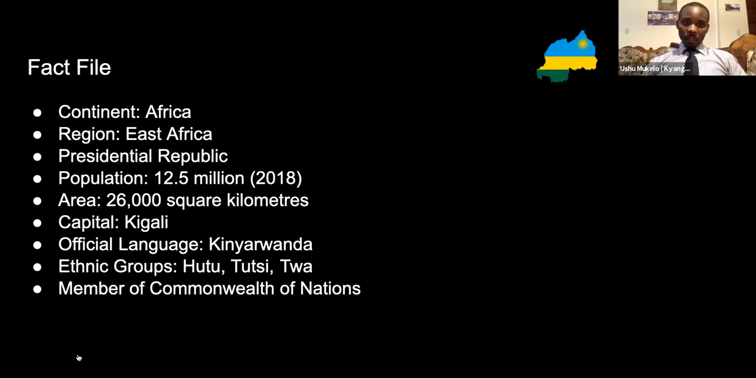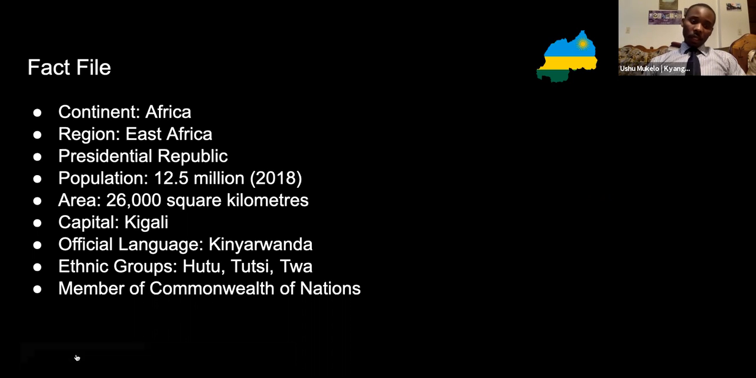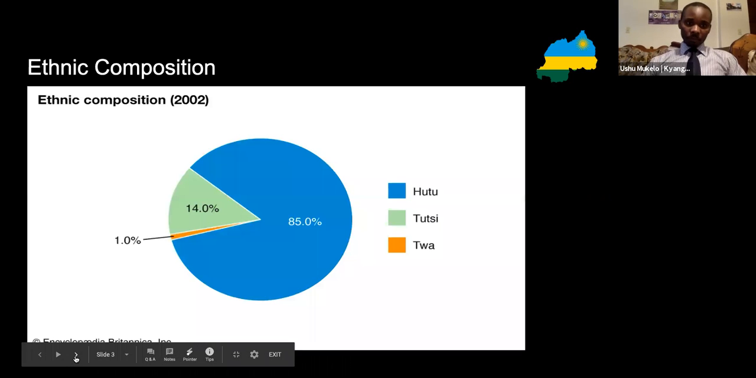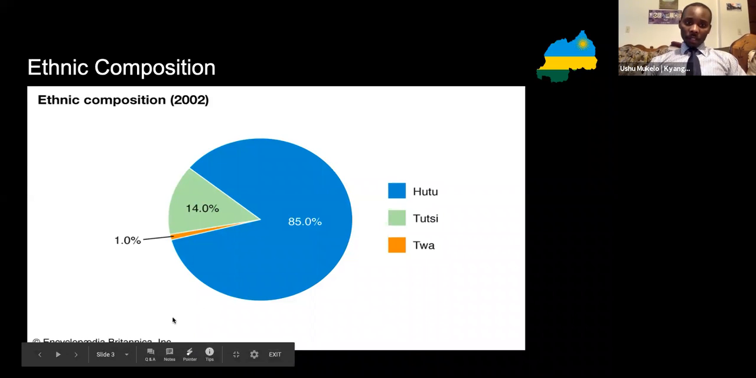The ethnic groups of this country include the Hutu, Tutsi, and Twa. This country is also a member of the Commonwealth of Nations. It did host the Commonwealth Heads of Government meetings in 2018. Ethnic composition is very important in understanding this small African nation. The Hutu make up about 85% of the Rwandans, the Tutsi about 14%, and the Twa, the original inhabitants, according to history, make about 1% as of now.